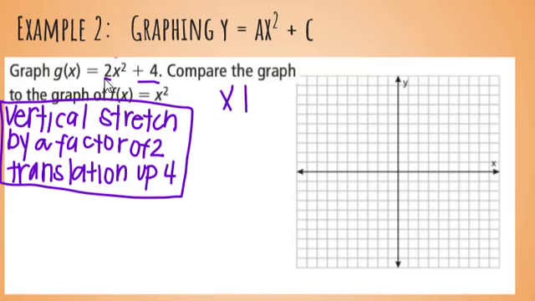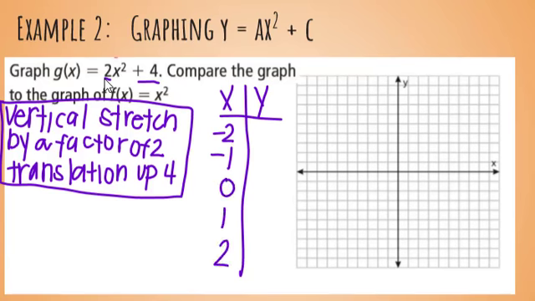So again, we're going to make our XY table. We're still using the points -2, -1, 0, 1, and 2. And our vertex is still going to be at 0, 0. So we're going to start by plugging in that vertex. So when we simplify this, we're going to square first, then multiply by 2, and then add 4. So 0 squared is 0, 0 times 2 is 0, 0 plus 4 is 4. So our vertex here is at 0, 4.